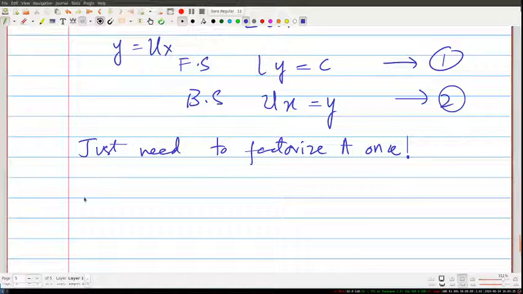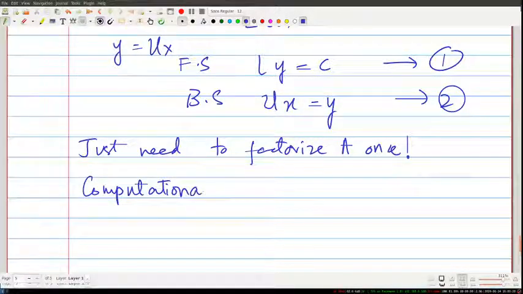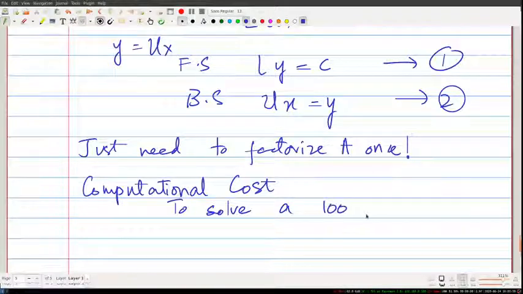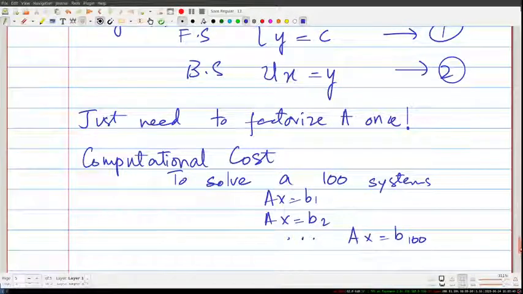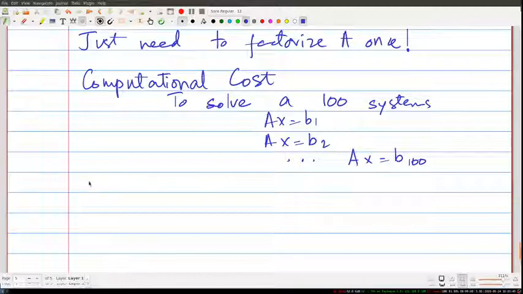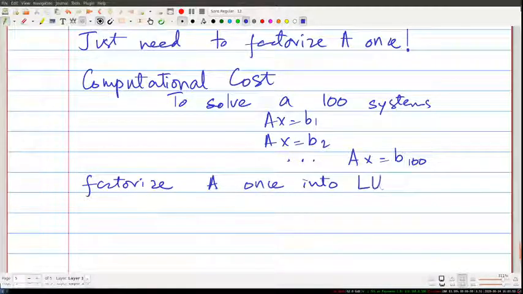So if you think about it as computational cost, then to solve 100 systems such as Ax = b1, Ax = b2, ..., Ax = b100, what we do is we factorize A once into LU. So that's my first cost.